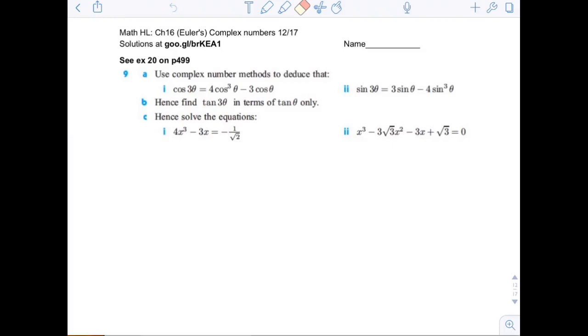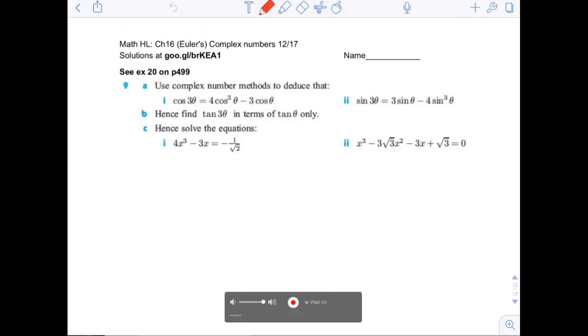So page 12 of chapter 16, Euler's complex numbers, Math HL. Number 9a, use complex number methods to deduce that cosine 3 theta equals 4 cosine cubed theta minus 3 cosine theta. And in the second part, we're going to prove sine 3 theta equals 3 sine theta minus 4 sine cubed theta.